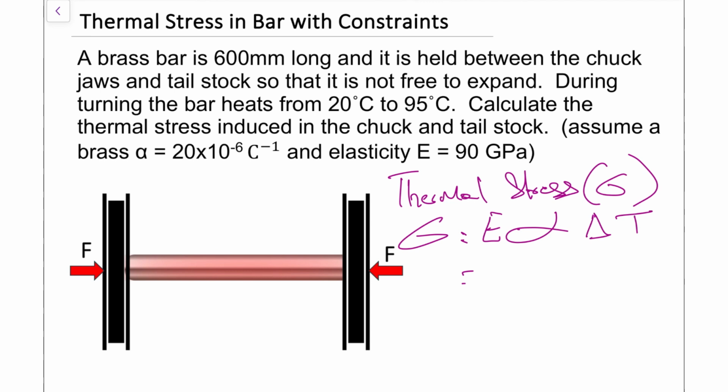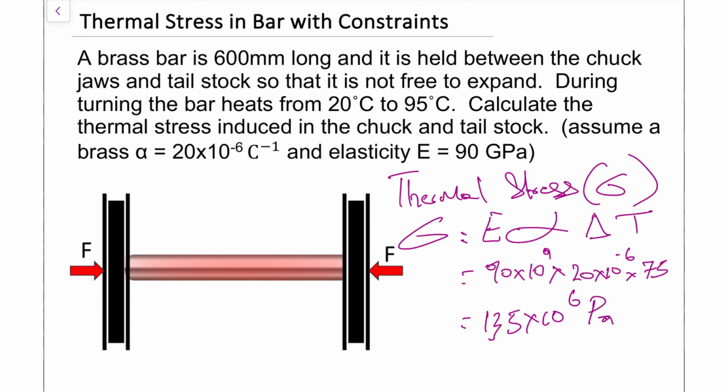So we have the modulus of elasticity, 90 gigapascal. So 90 times 10 to the power of 9. We have the coefficient of thermal expansion, so that's 20 times 10 to the power of negative 6. And our change in temperature is just the difference between the initial temperature and the final temperature. So that's 95 take 20, so that leaves us with 75. And if we multiply all of that, then that leaves us with 135 times 10 to the power of 6 Pascal. And this is representing the thermal stress in the bar.